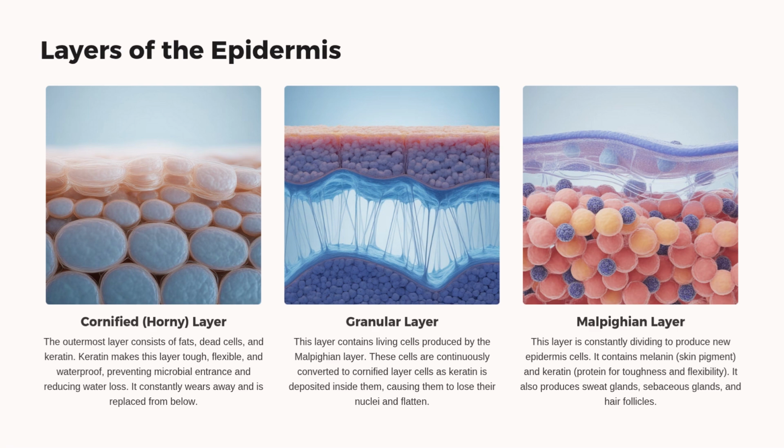Granular layer. This layer contains living cells produced by the Malpighian layer. These cells are continuously converted to cornified layer cells as keratin is deposited inside them, causing them to lose their nuclei and flatten. Malpighian layer.